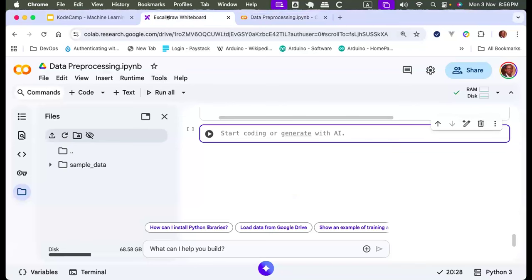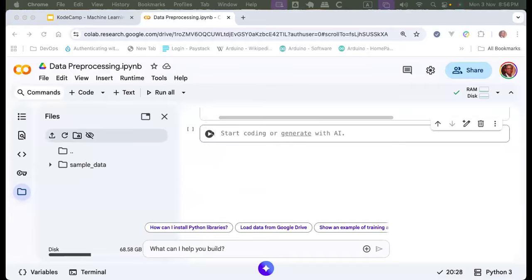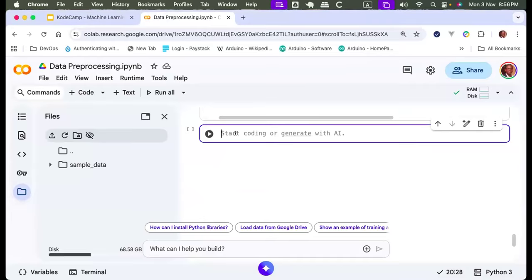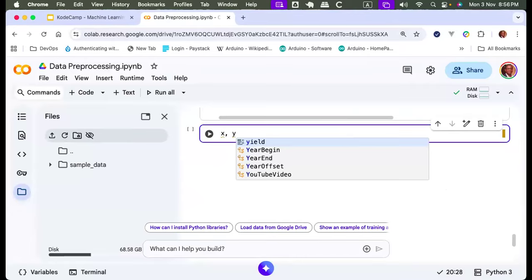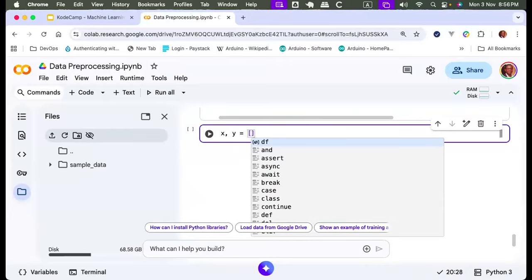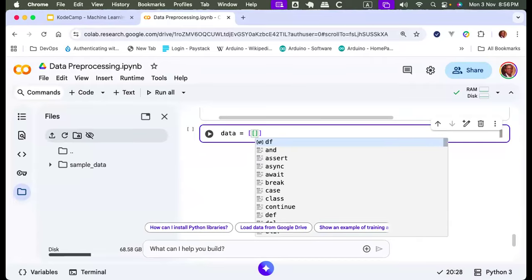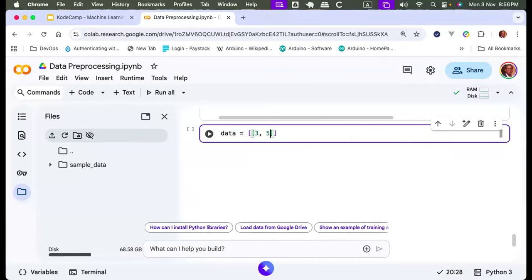So I'm going to start: 3, 5, 4, 8, 2, 10, 8, 9, 5, 10, 6, 9. Let me pull this out so I can easily type it in. So this is the data. You can put it this way, X and Y. That's the data that we want to predict. Or we could just say data. Now I can make it a list of lists. So 3 and 5.